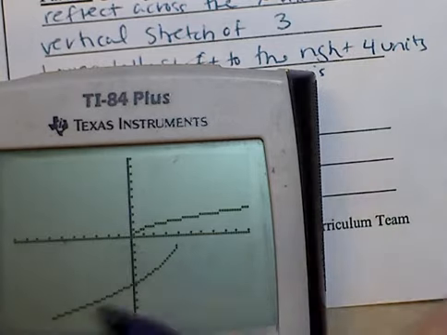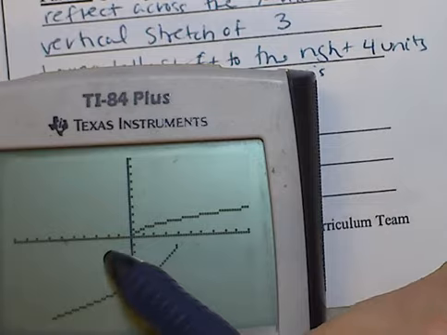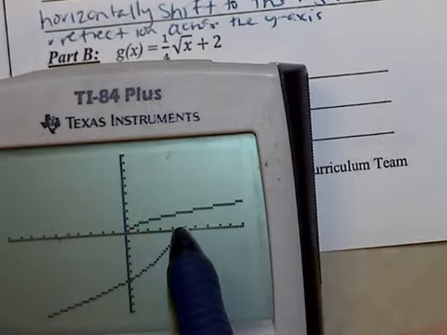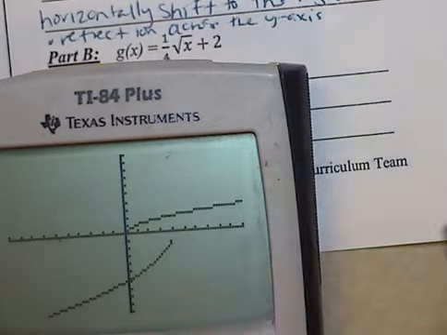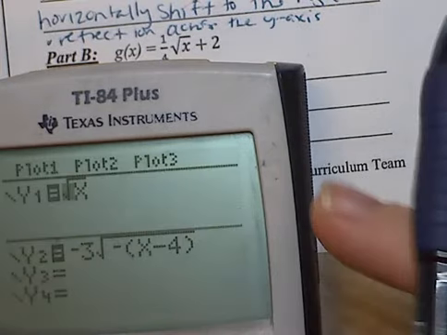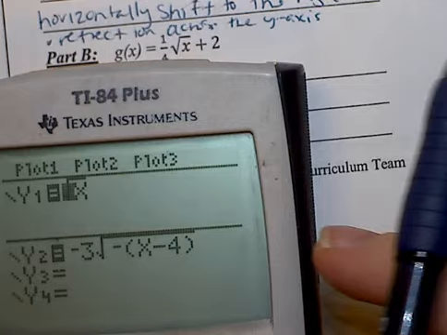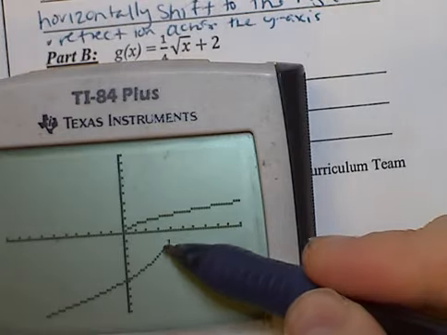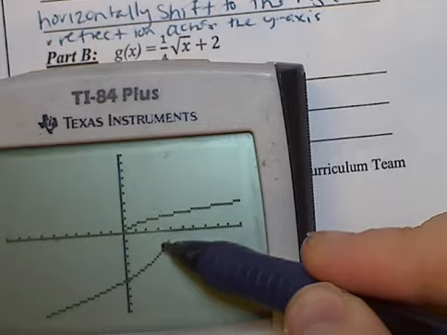Okay, so I can see that it's shifted. It shifted to the right 4. And what I think I may have done wrong here, it looks like there's a downward shift. I'm not understanding why. This should be going all the way back up to this point.